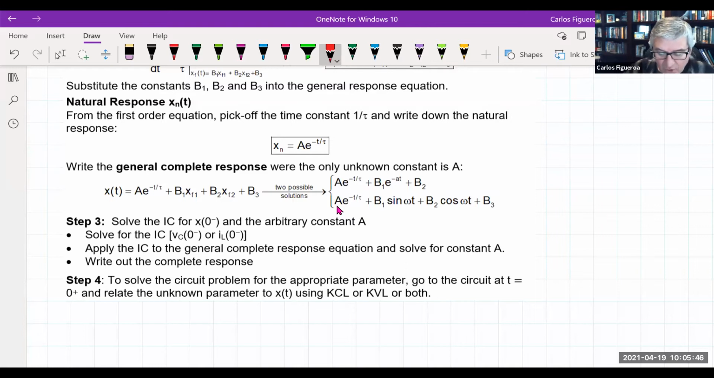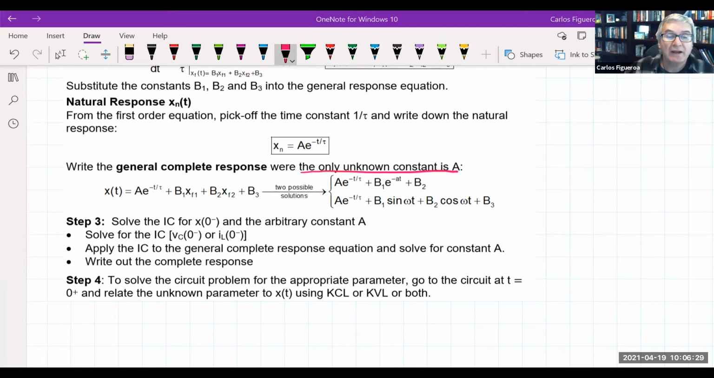So when you're done here, the only unknown constant is A. You've already solved for B1 and B2. Then we have to solve the initial condition. This is a chapter 6 problem. We have to solve for the initial condition, either VC of 0 or IL of 0, and then apply that initial condition to our general complete response. Once we do that, we have the complete solution, and then we go solve the circuit.